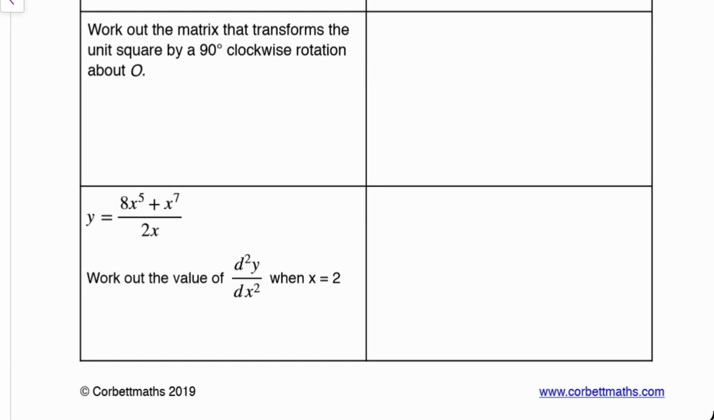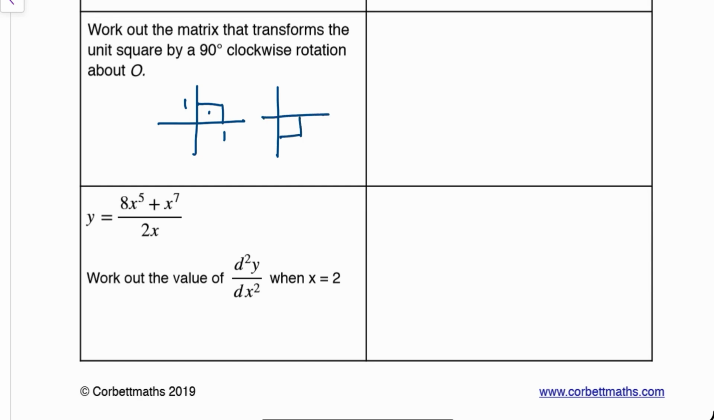Next question. Work out the matrix that transforms a unit square by 90 degrees clockwise rotation about O. So just to state the obvious, what's happening here? Well, this unit square, which is a square here that goes 1, 1, 1, 1, I'm rotating clockwise, which means it's going, which way does the clock go? The clock goes this way, so I'm rotating it around. So it's going to start there. Let's get rid of the arrow because the arrow is going to be confusing. It's going to start there and it's going to end up here.